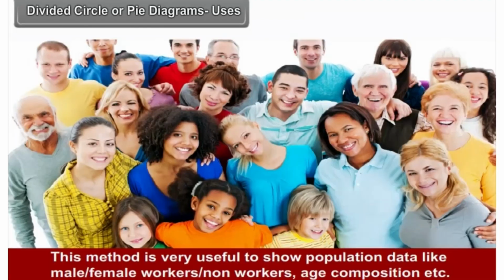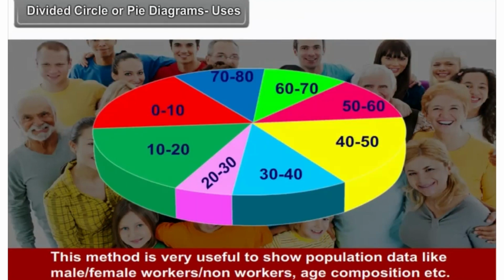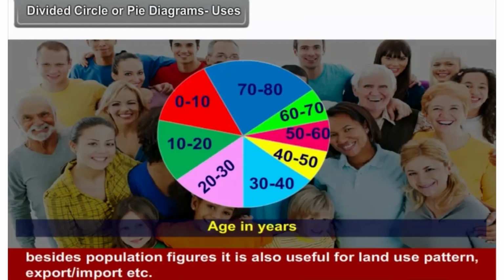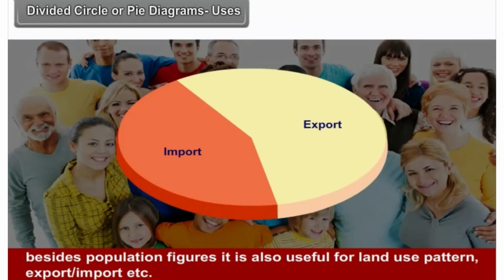Uses. This method is very useful to show population data like male-female, workers, non-workers, age compositions, etc. Besides population figures, it is also useful for land use pattern, export-import, etc.